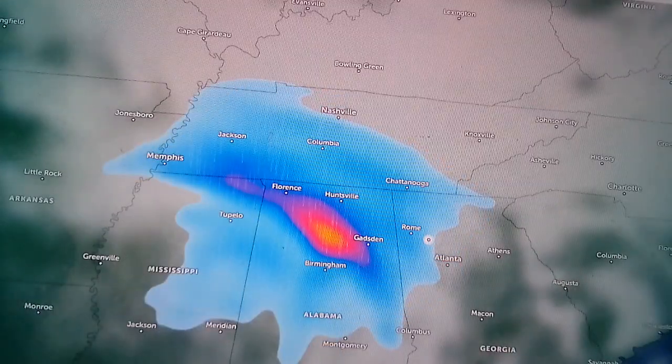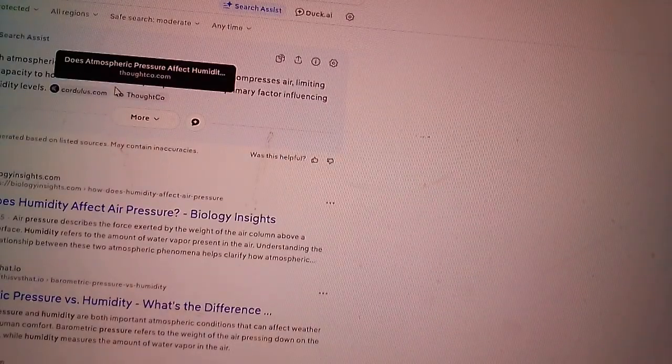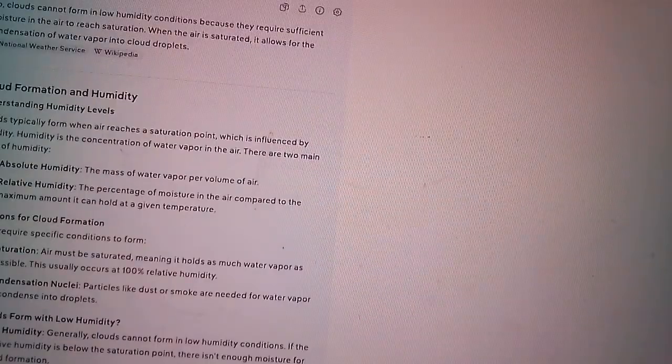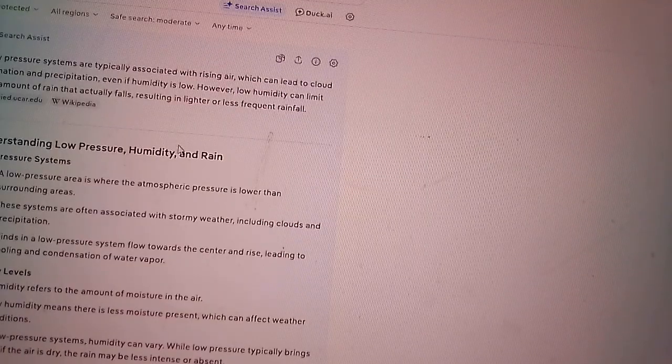Low humidity, low pressure. So back to what it says: high atmospheric pressure can reduce humidity because it compresses air, eliminating its capacity to hold moisture, which can lead to cloud formation and precipitation, even if humidity is low. However, low humidity can limit the amount of rain that actually falls, resulting in lighter or less frequent rainfall. So that's what I predict, and that's all I had to say.